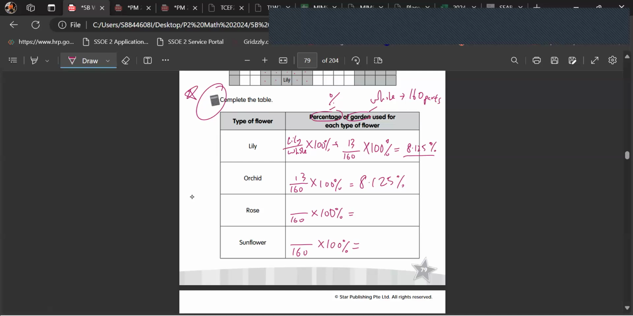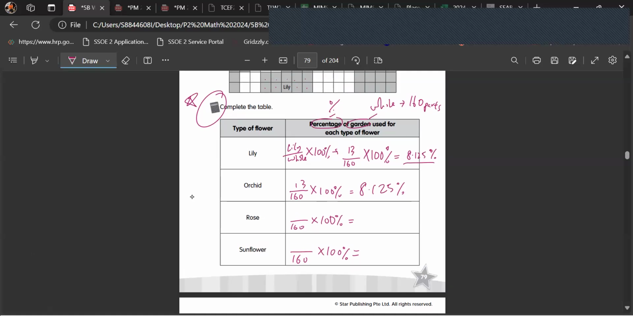You see, the fraction is division. 13 divided by 160, then multiply by 100. So basically, I'm finding how much is 13 out of 160. Then I multiply by 100 to make sure that it's 100% based on percentage.